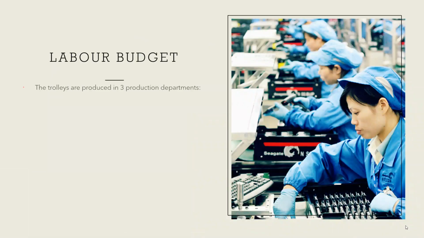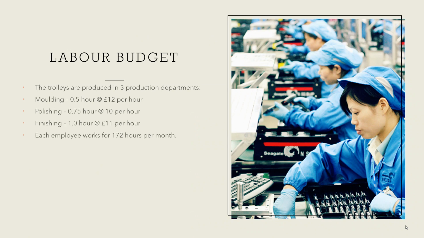Next thing then is labour. And it tells us that the trolleys are produced in 3 different production departments. They go into a moulding department where it takes half an hour of labour time at £12 an hour. Polishing is 3/4 of an hour at £10 an hour. And finishing 1 hour at £11 an hour. Each employee works for 172 hours per month.